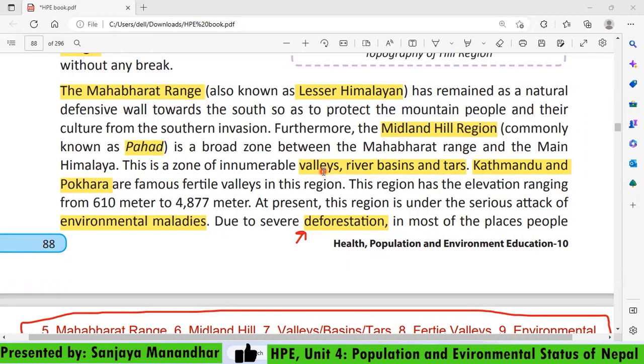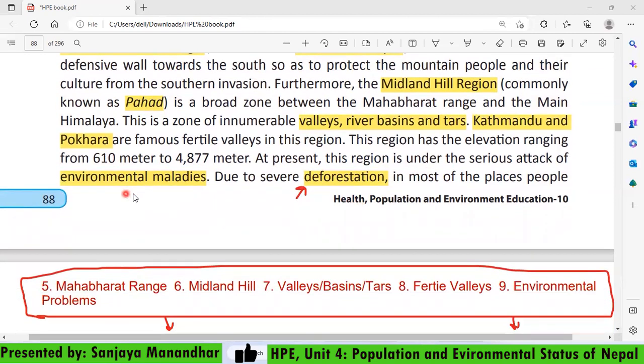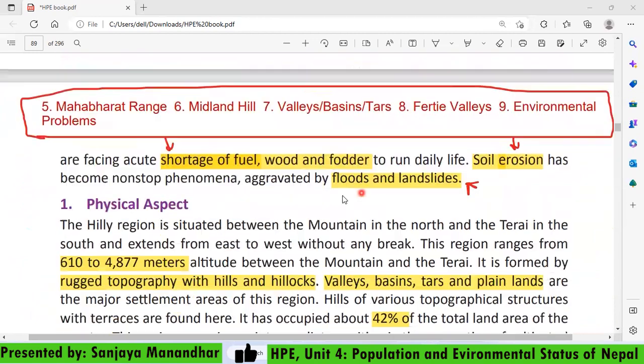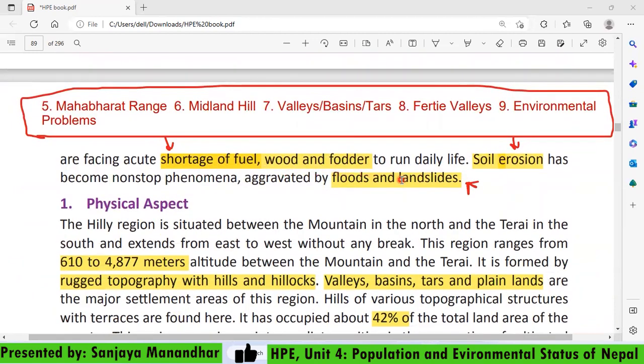You know valleys; valleys are surrounded by hills. River basins means nadi basin. And tars, you know, a bit raised part of land, a gently sloping raised part of land. And different famous fertile valleys are also there, like Kathmandu and Pokhara. And similarly, there are different environmental problems, like deforestation first, shortage of fuel, wood and fodder, soil erosion, floods and landslides.